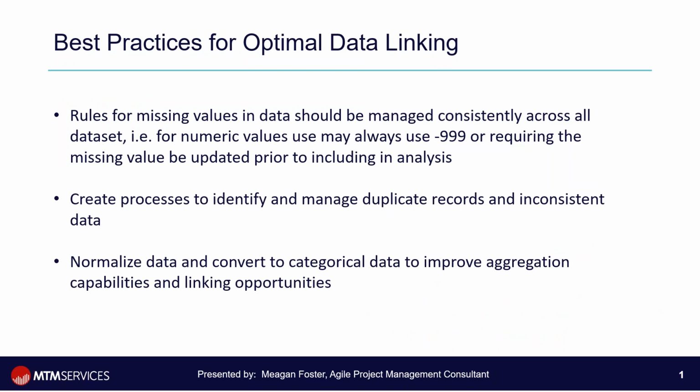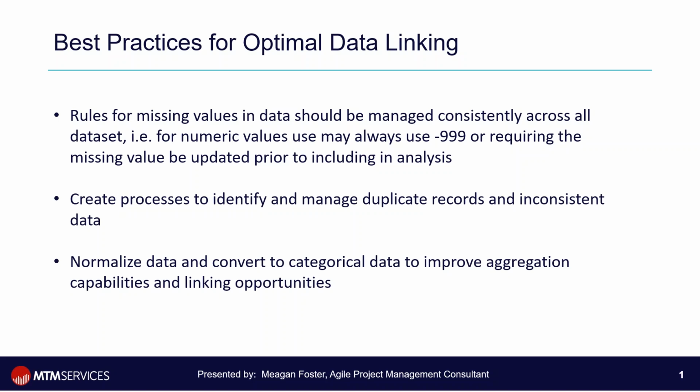So some best practices in general for ultimately data or linking data. First, we want to keep in mind that any rules applied for missing values should be managed consistently across the data set. So for example, numeric values, you may want to use -999 or require that the missing data value be updated prior to including them in the analysis.